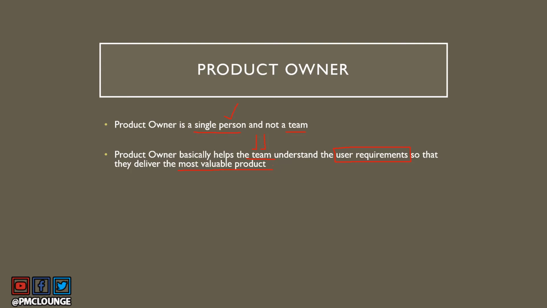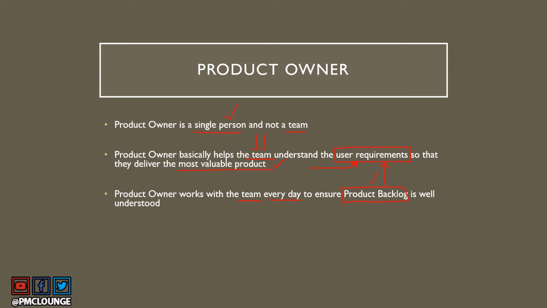What is the most valuable product? A product that basically fulfills the user requirements, right? It addresses user requirements, and that's what product owner is supposed to ensure that the Scrum team understands. So if they understand the user requirements, of course, they are going to deliver the most valuable product. Product owner works with the Scrum team every day to ensure product backlog is well understood. Now, product backlog can be a software, it can be a document. This is where all the user requirements are basically documented.